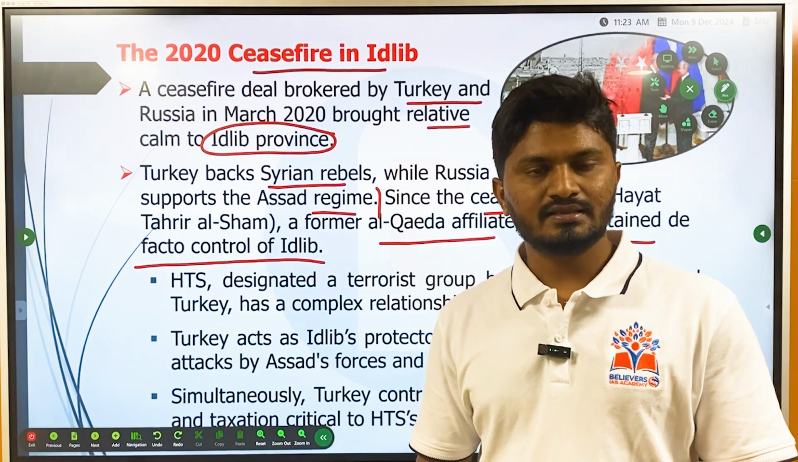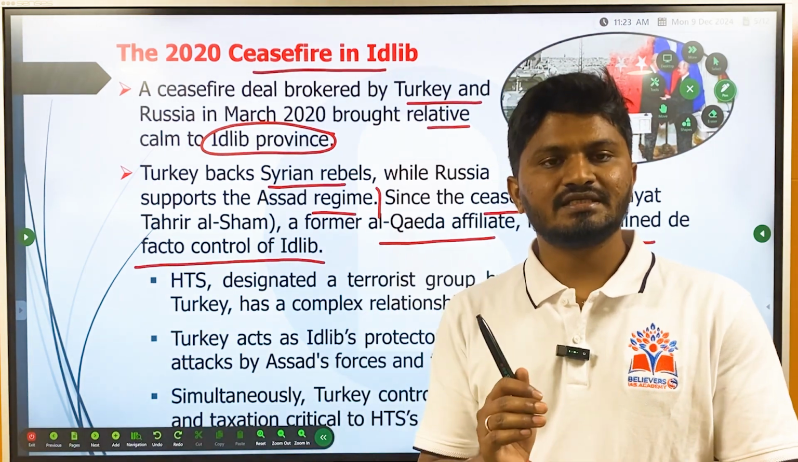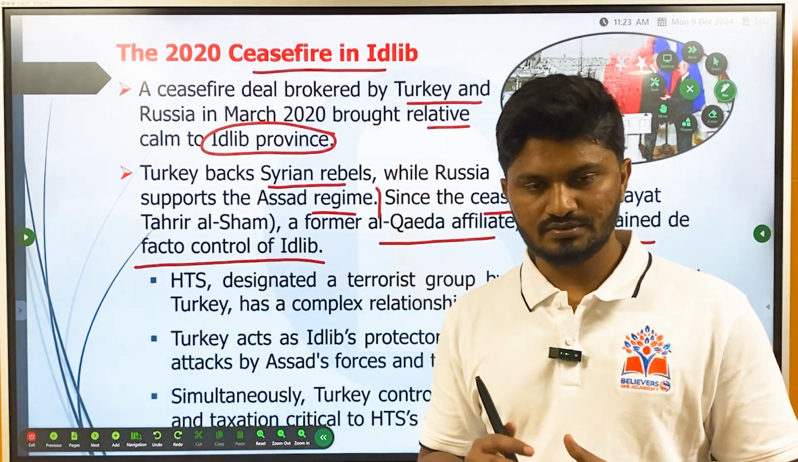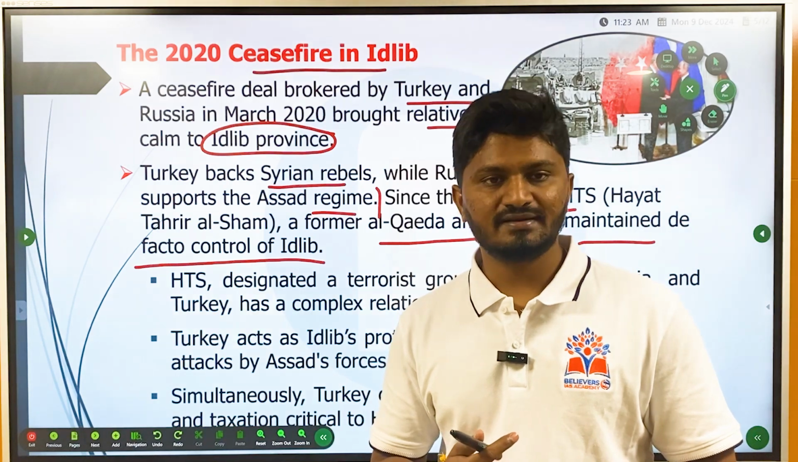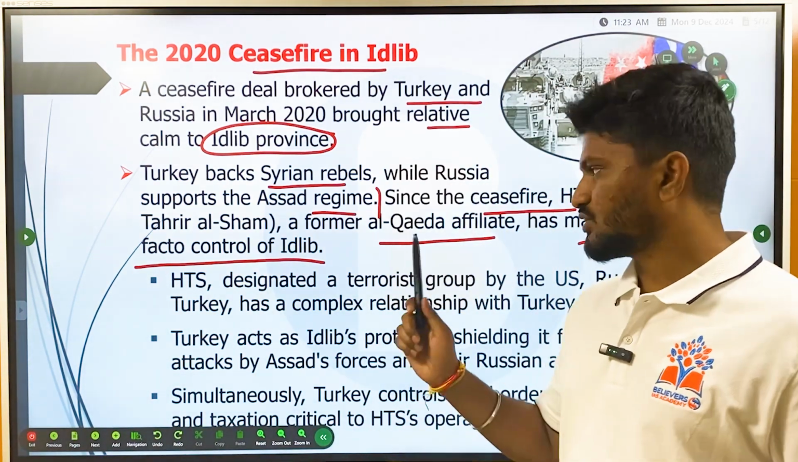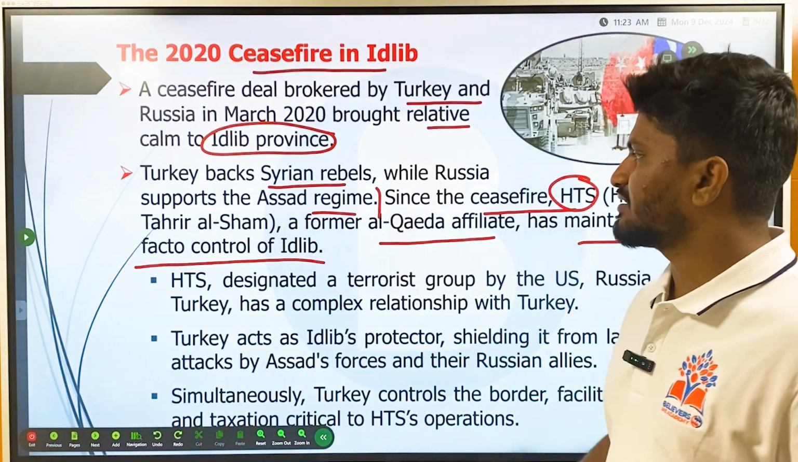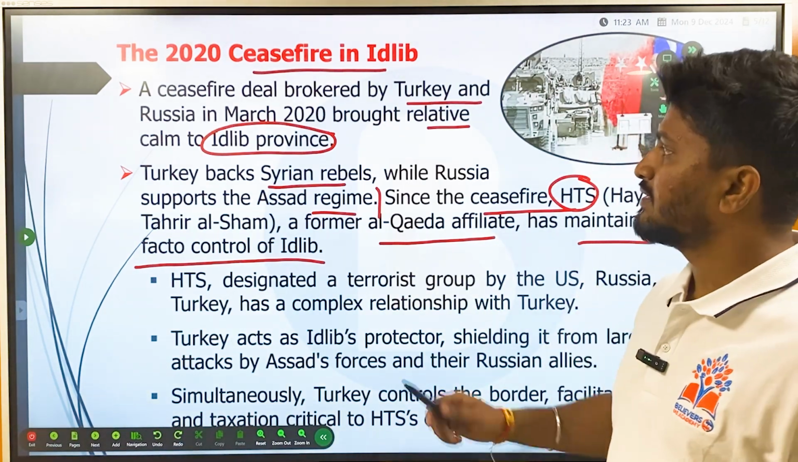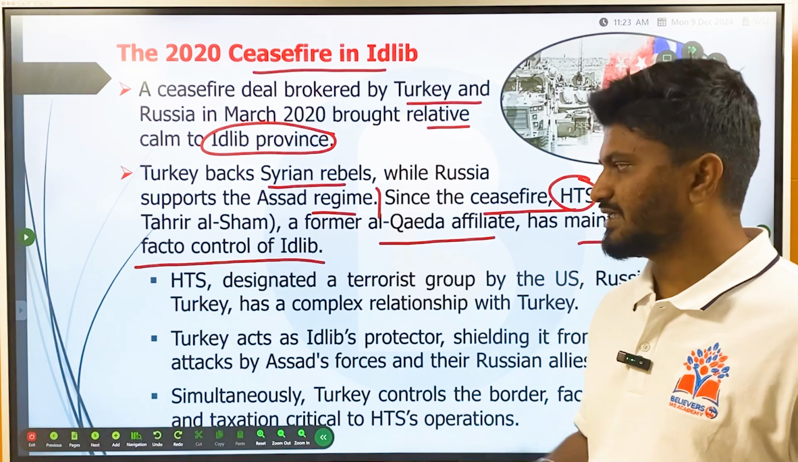What is Al-Qaeda? Al-Qaeda is again a terrorist group which was initially led by, what is the name, Bin Laden, and which was based in Afghanistan. It has many offshoots, many affiliates. One of those affiliates was HTS, that is Hayat Tahrir al-Sham. Presently, this Idlib province is controlled by HTS.